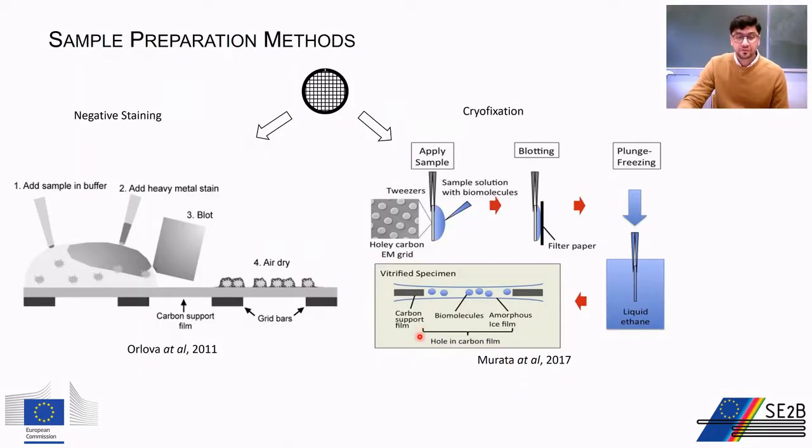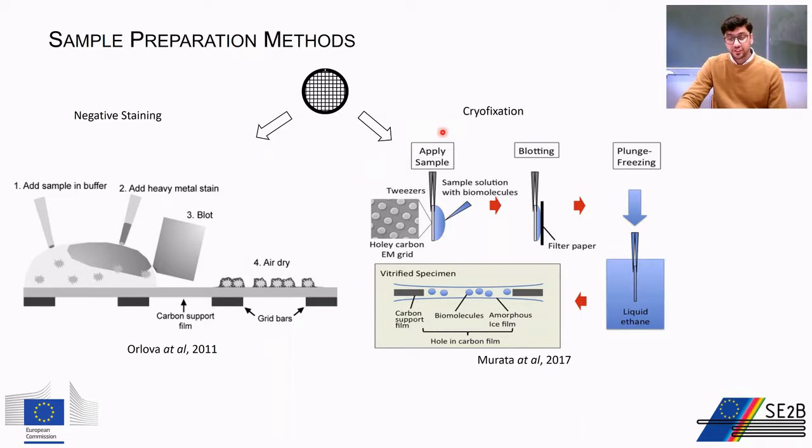There are two different methods for preparation of sample for electron microscopy of protein structure determination. First one is negative staining and the other one is cryofixation. In negative staining, you add the sample with buffer on a carbon coated grid and you blot the sample with the blotting paper, and then you add heavy metal stain and you blot again. As a result, the protein molecules are attached on the surface of carbon, which are air dried, and these molecules can be studied with electron microscope.